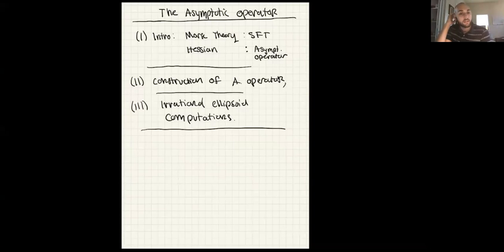And then hopefully, if there's time, we can work out some examples on the irrational ellipsoid where things are pretty nice. And if I say anything wrong, please let me know. I have much to learn. If I say something incorrect, that's the best way for me to learn.